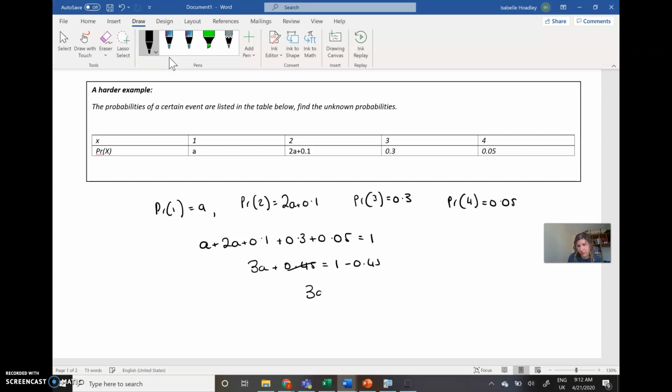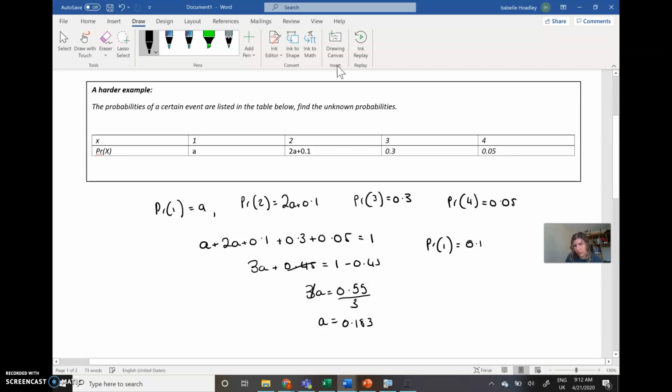And we're left with 3A equals 0.55. Okay, and then we can divide through by 3, and 0.55 divided by 3 is 0.183. Right, now from there, we want to find the unknown probabilities. So 1 and 2 are our unknown probabilities. So the probability of 1, that's just equal to A, so that's equal to 0.183.